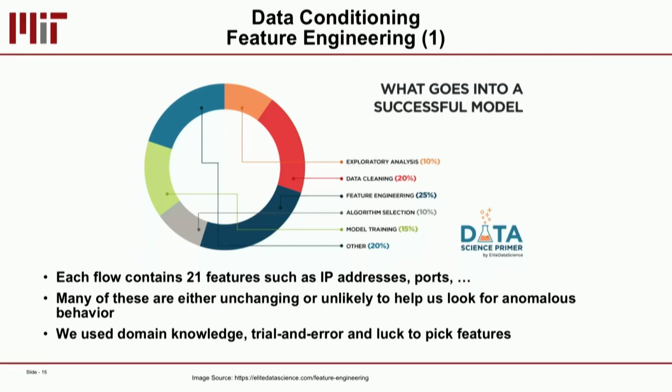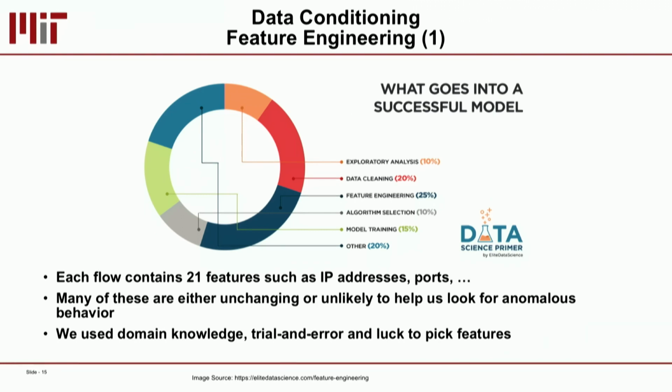All right, so now that we have network flows, that's sort of part one of data conditioning, right? We've converted it into some representation that makes sense. We have it in a human readable form, sort of step one of data conditioning done. Now the next thing is to convert it into something that actually makes sense for our machine learning algorithm.